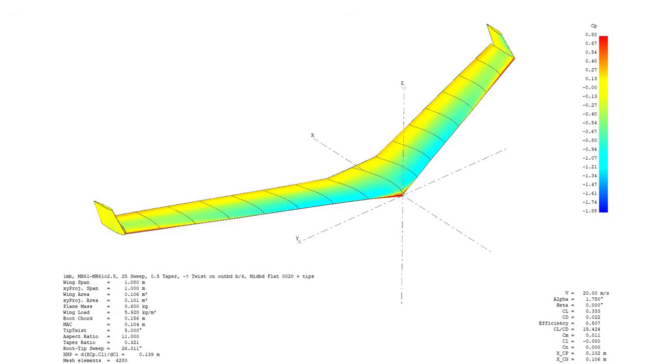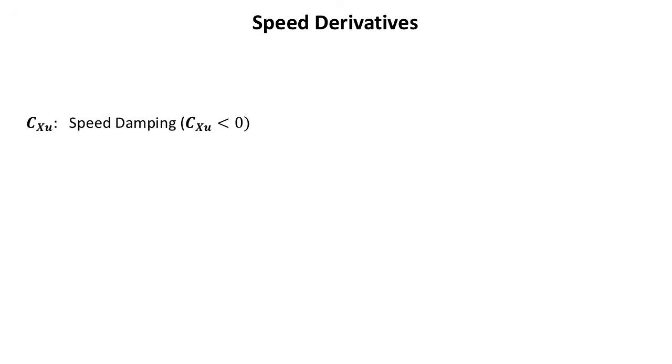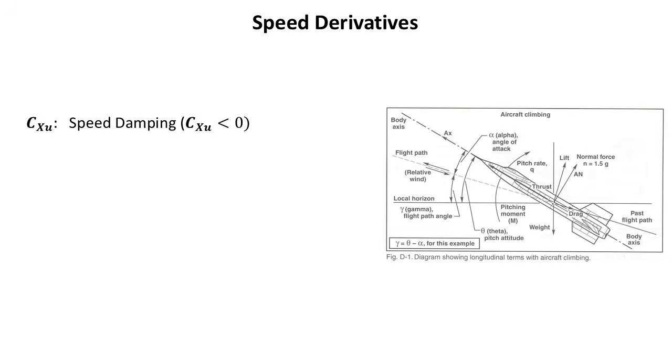For practical purposes, I'd like to show an example stability analysis, but to do that, we first need to understand what each of these stability derivatives means, what we should expect the value to be, and what affects these values. To start, the derivatives related to forward velocity are CXU, CMU, and CLU. CXU represents speed damping and is how the axial force, which is primarily drag, changes as the forward velocity changes.